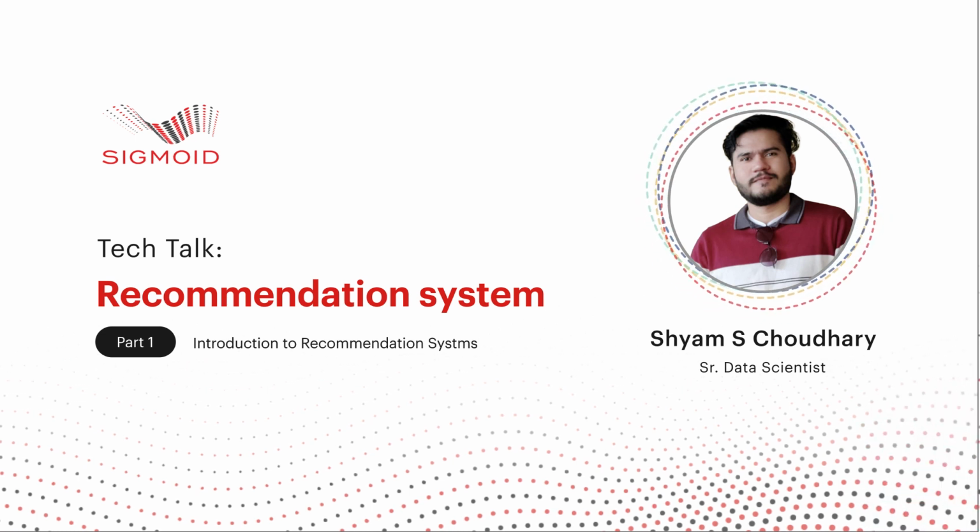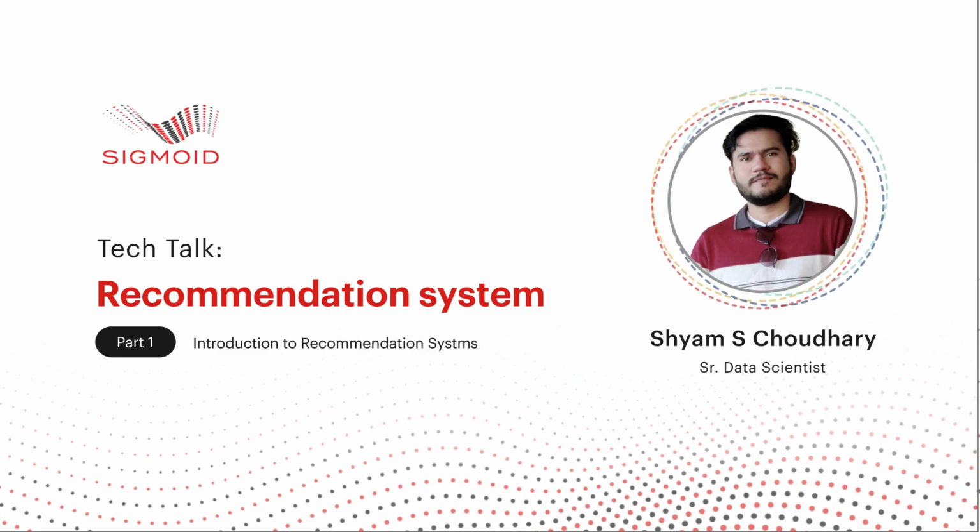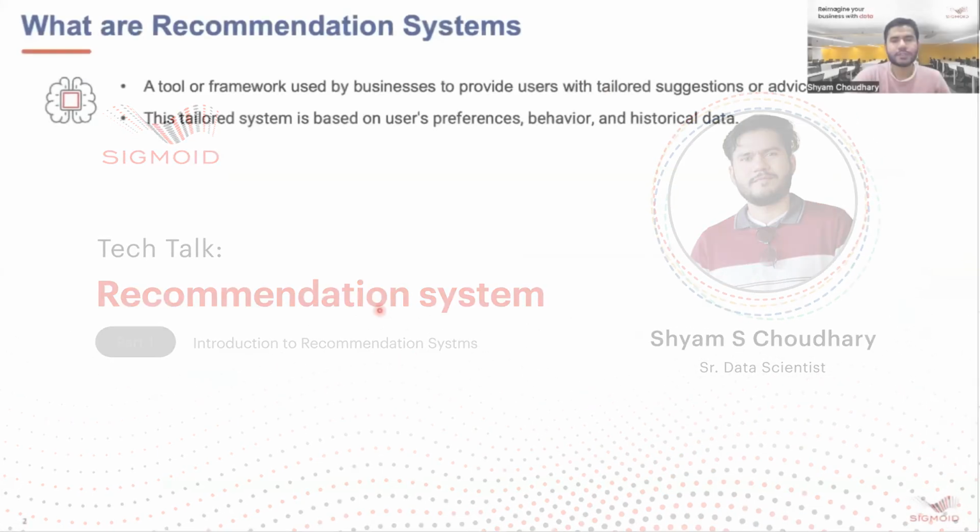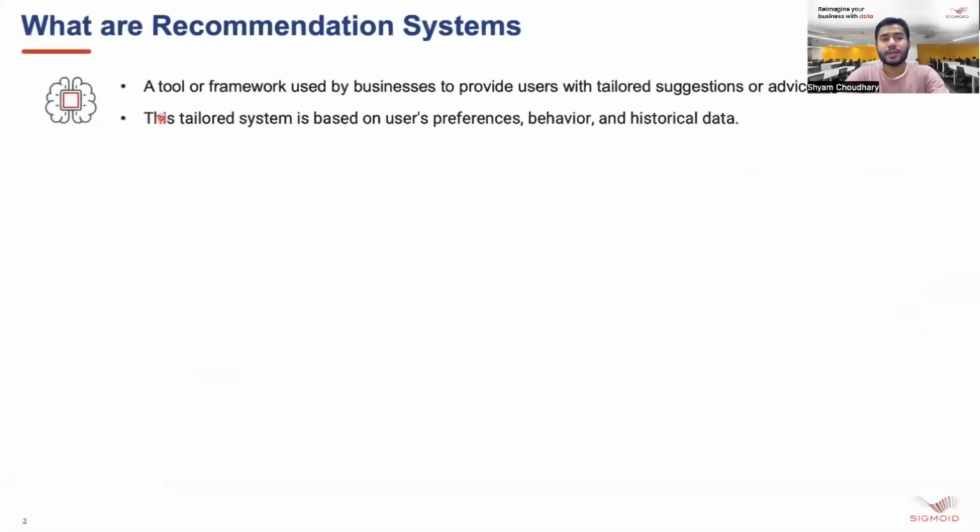My name is Shyam Choudhary, and in this session, we are going to talk about recommendation systems. So let's first look at what a recommendation system is. A recommendation system is a tool or framework which is used by businesses to provide users with tailored suggestions or advice. And this tailored system is based on users' preferences, behavior, and historical data.